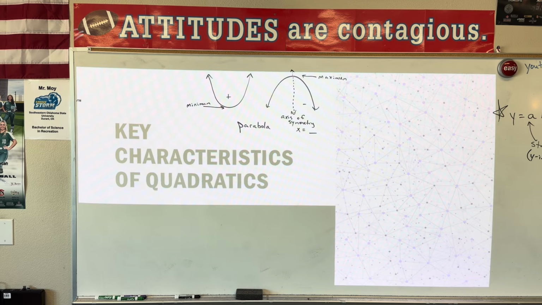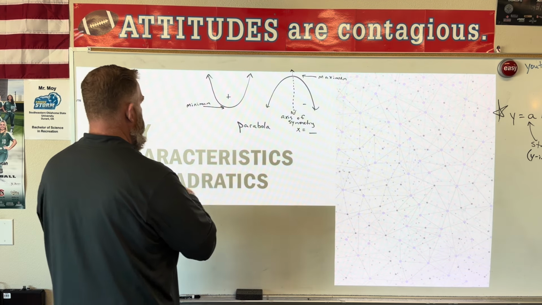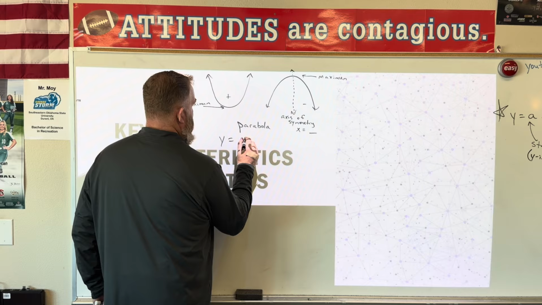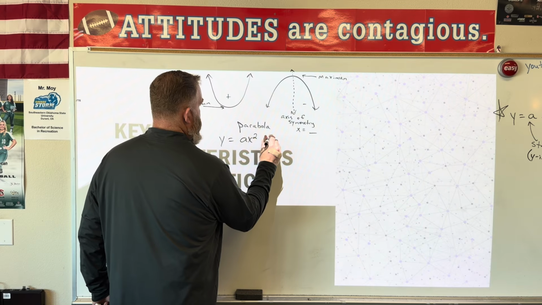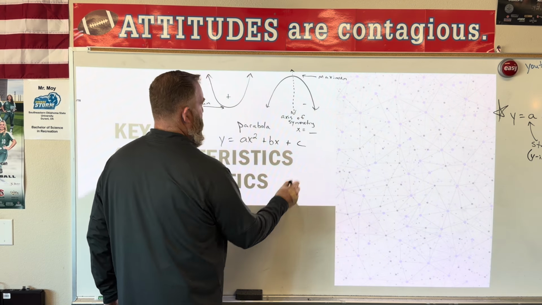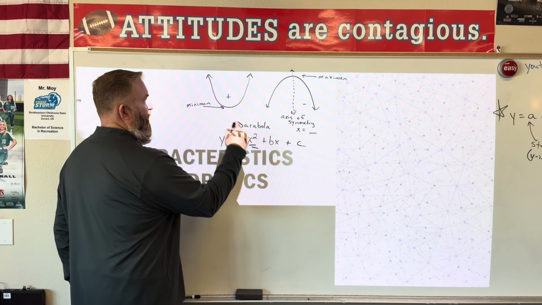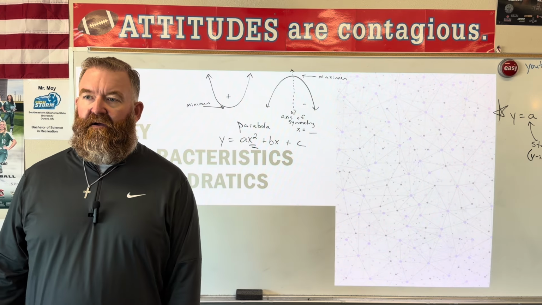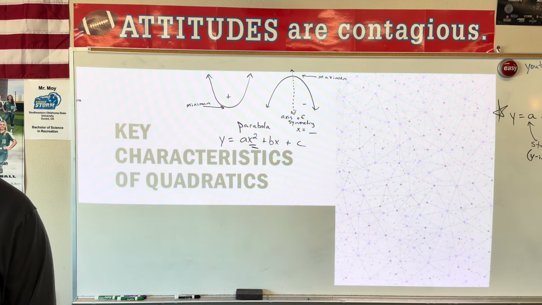Your equation, please write this down. Y equals, somewhere, this is an important part. Y equals AX squared plus BX plus C. There's your equation. In other words, if it has a squared on it, it's going to be a parabola. If it has a squared, it's going to be a parabola.